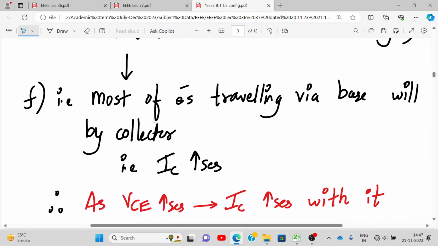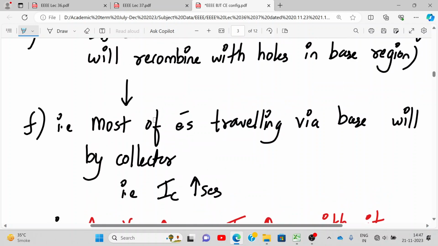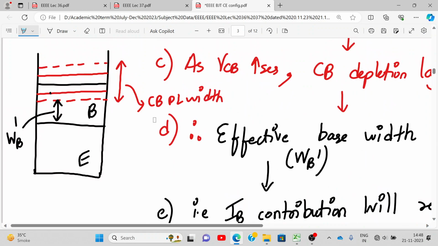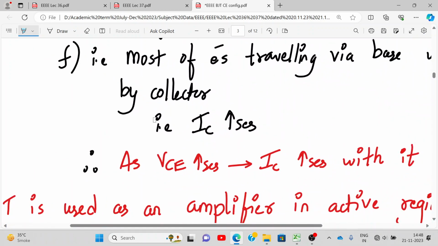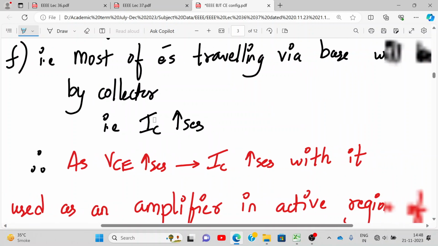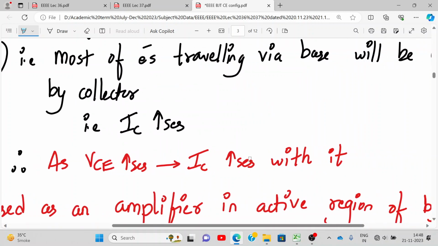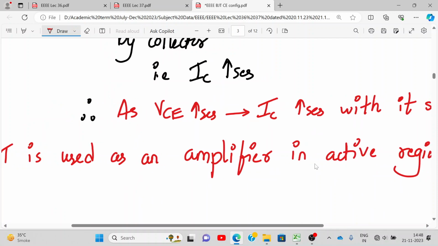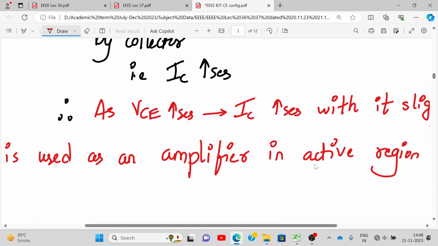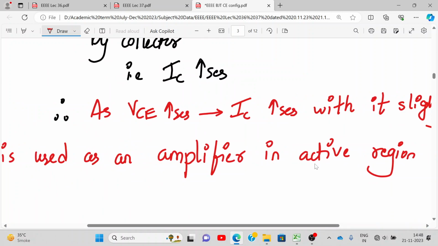So if IB is decreasing, if your IB contribution is less, those electrons which were not recombined at the base will travel to the collector. So the simple reason is IC will increase slightly, not that much. Maybe it is 1 milliampere, it will become 1.1 milliampere. So therefore as VC increases, IC increases with it slightly. Actually I should write the word slightly over here. Okay, and also one more thing: in the active region you can use a BJT as an amplifier. So that is all about the active region.